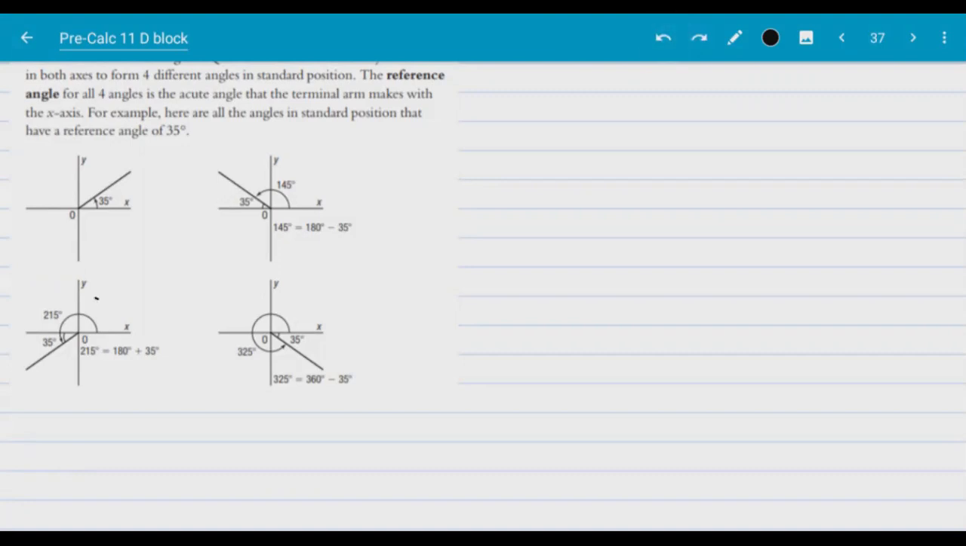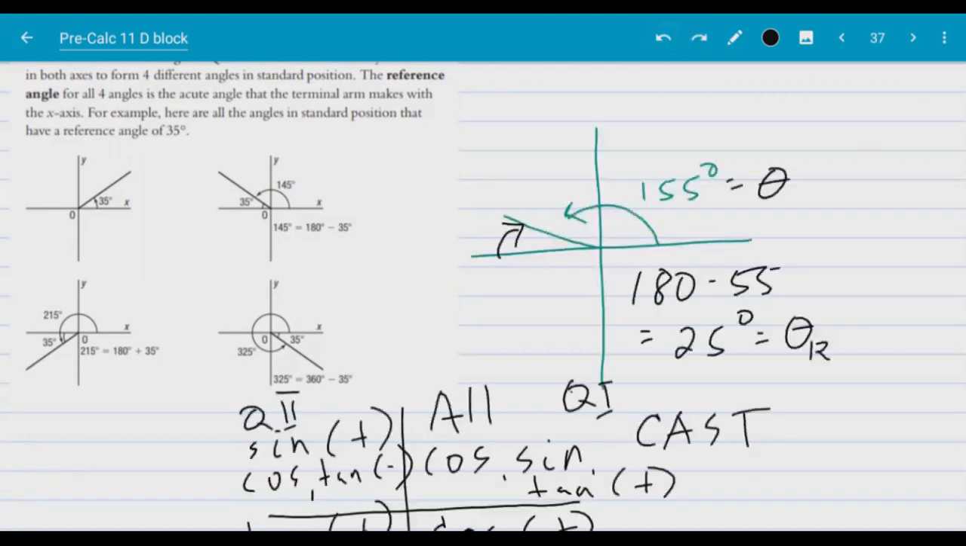While this one also has a reference angle which is 35 because it is measured from the x going this way, okay? While the angle in standard position is 215. While here, the reference angle is again 35 because it measures 35 degrees from the x going down. Although the angle in standard position is going this way, which is 325.